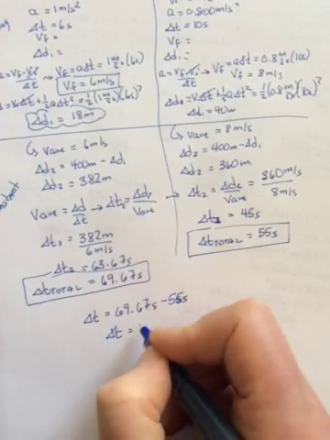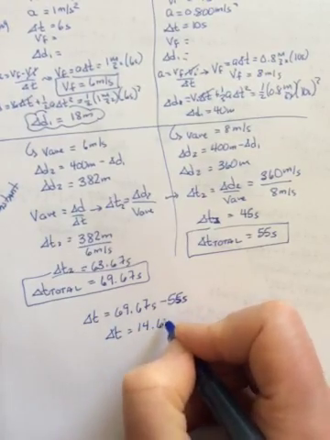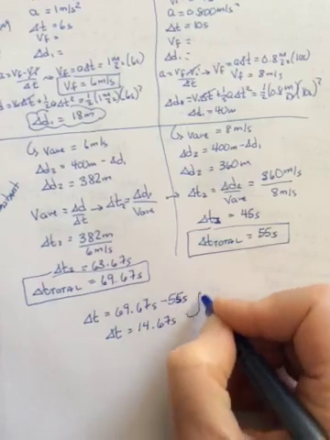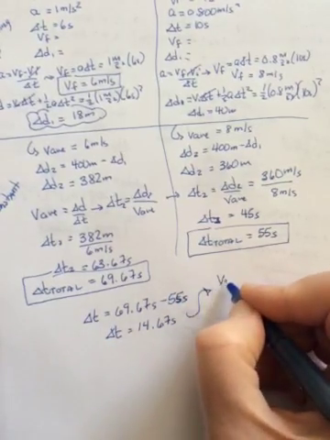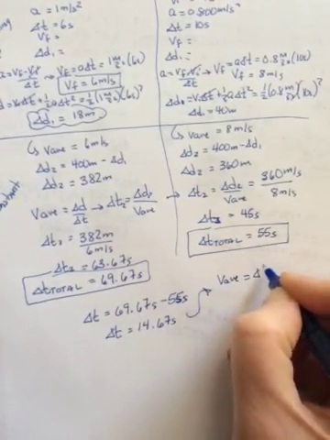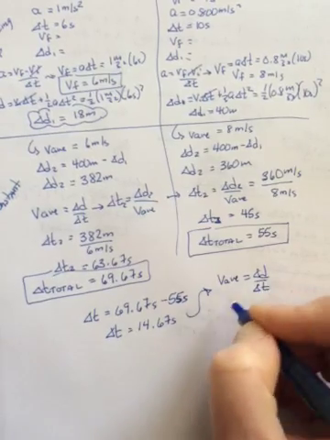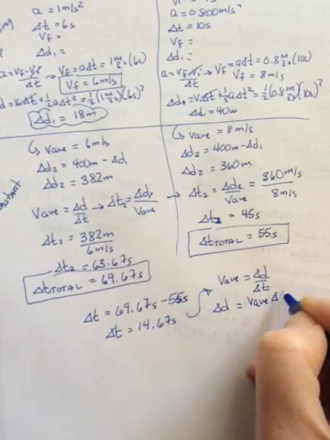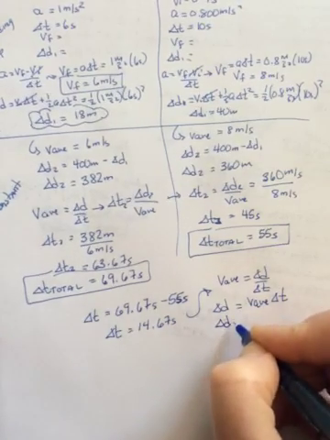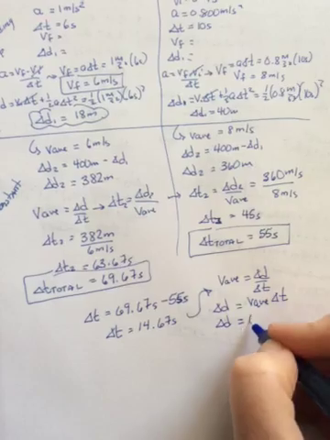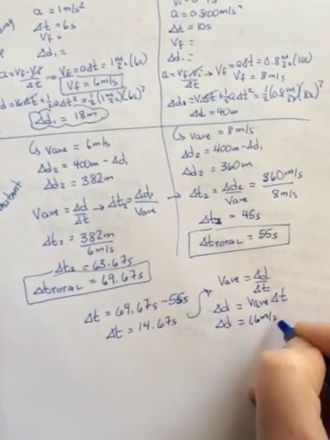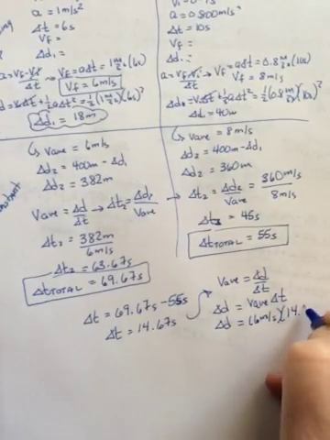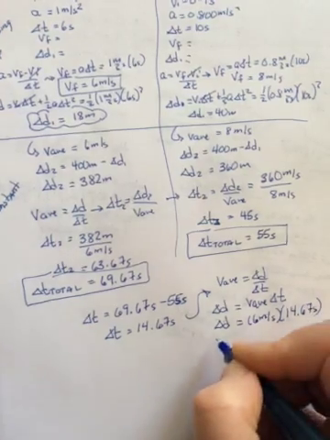So Bob still needs 14.67 seconds to finish the race. During that time he's in his constant velocity stage, so we can solve for how far he has to travel in that time. Delta D will equal his V average of 6 meters per second times the 14.67 seconds.